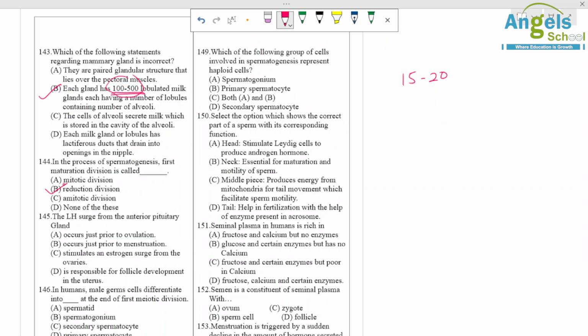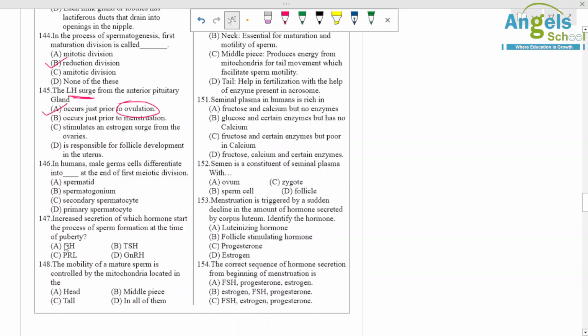Question number 144. The LH surge from the anterior pituitary gland, option A, occurs just prior to ovulation; occurs just prior to menstruation; stimulates the estrogen surge from the ovary; is responsible for follicular development in the uterus. Okay, so LH surge means a sudden increase of LH just before ovulation. Ovulation is on the 14th day and the LH surge is 16 hours before it. So the LH surge is just prior to ovulation, on the 13th day of the cycle. So the correct answer is A.